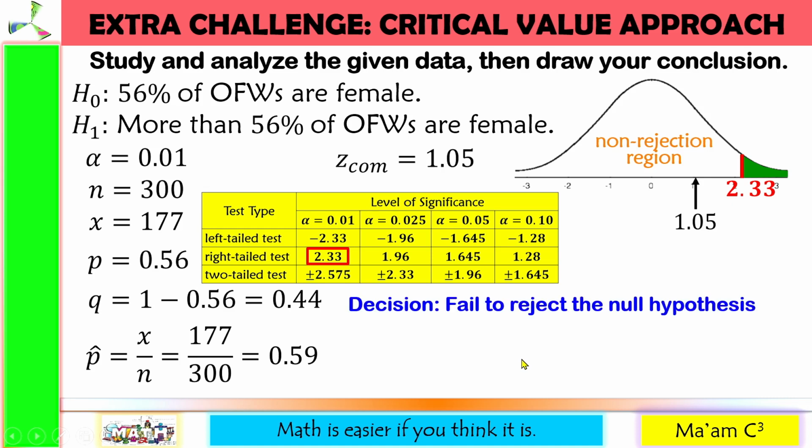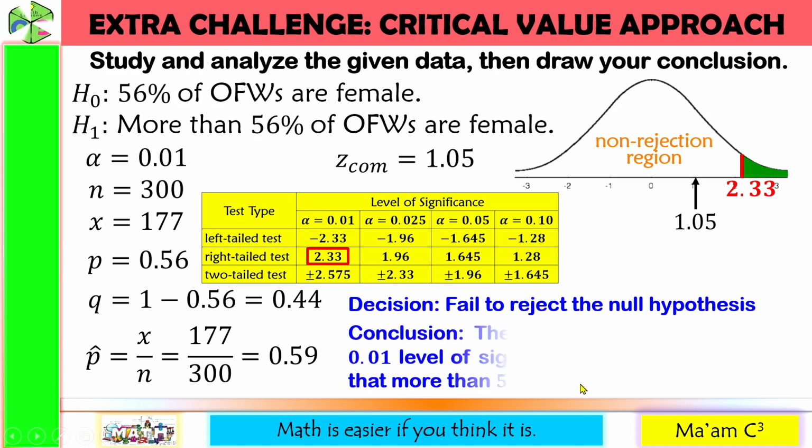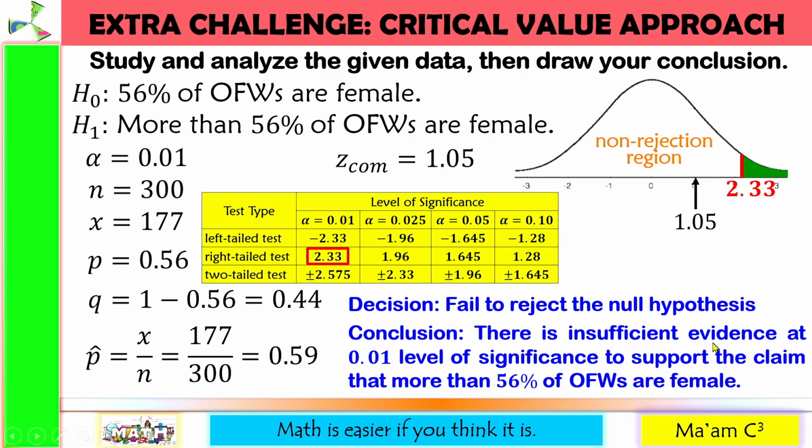Therefore, our decision is fail to reject the null hypothesis. Now, for the conclusion, since we fail to reject, it means we have insufficient evidence at 0.01 level of significance to support the claim that more than 56% of OFWs are female.